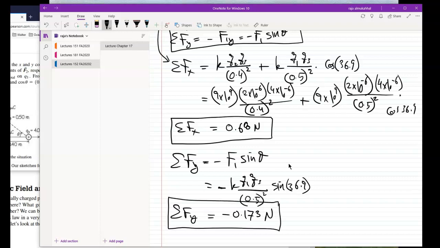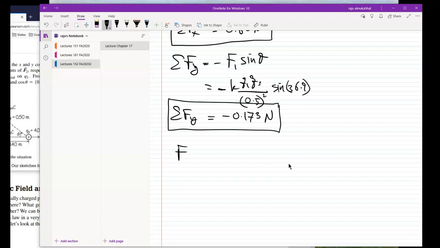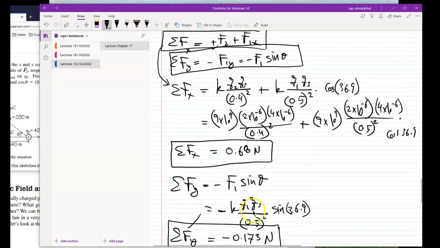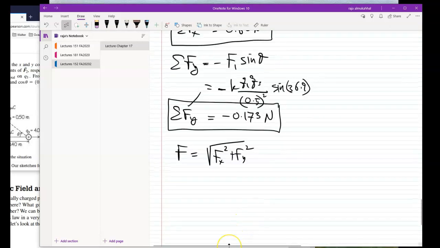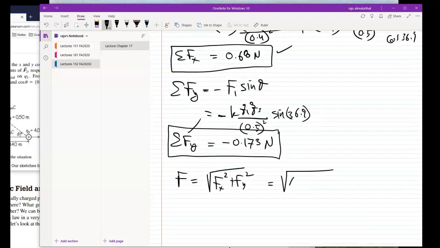So basically what I have done here, I have gotten the components of the two vectors. Now, what is the vector? Well, the vector is the Pythagorean. This vector F is basically the square root of F sub x squared plus F sub y squared. You see what I'm saying? This is F sub y right here, and that's F sub x right here. All you need to do is just plug them in there to find the value. So that's going to be the square root of 0.68 squared plus negative, my eraser is not working. There we go.